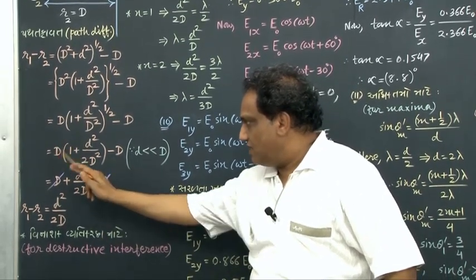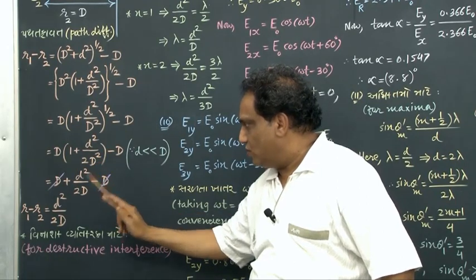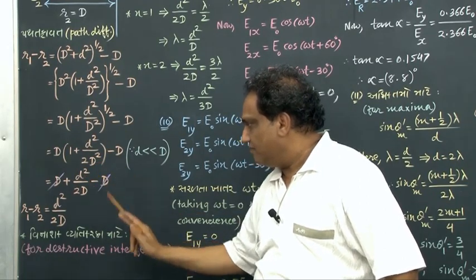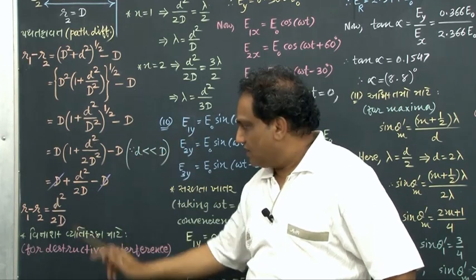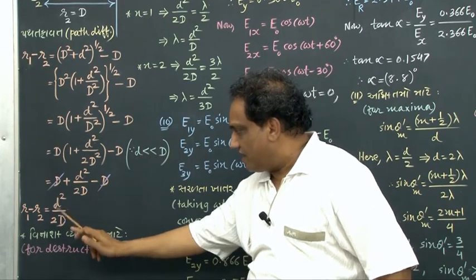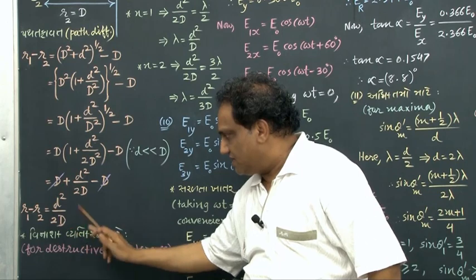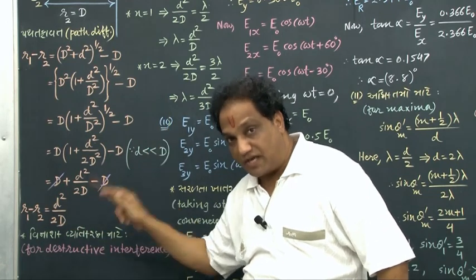Okay, fine. Now d into 1 is d. This into this, d is getting cancelled. So d square upon 2D minus d, d will cancel, giving you d square upon 2D. Now this is the new path difference in the present case.